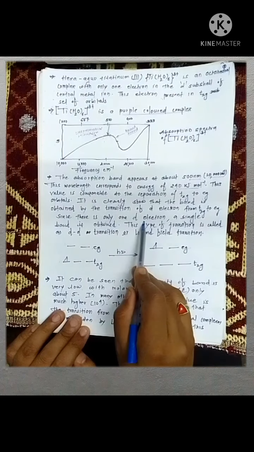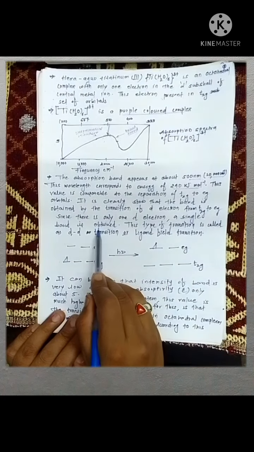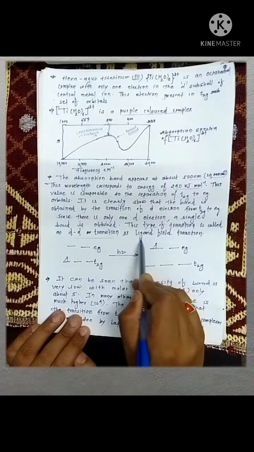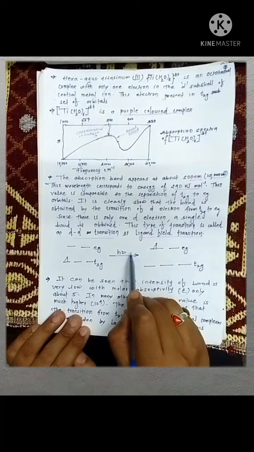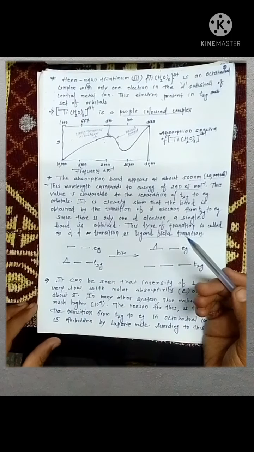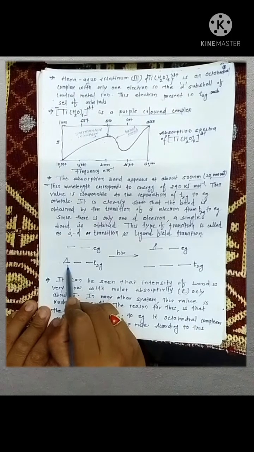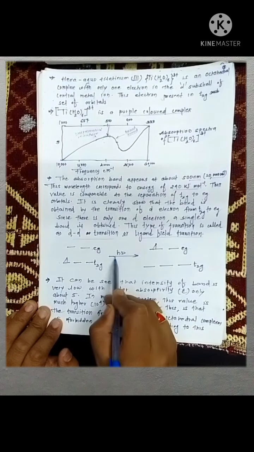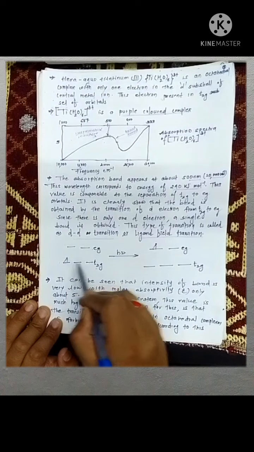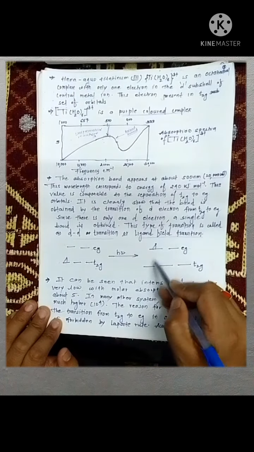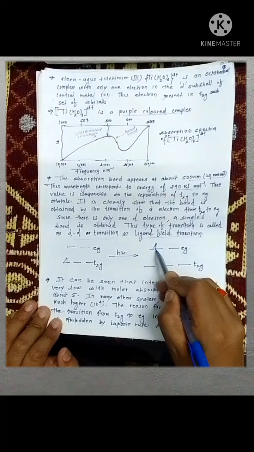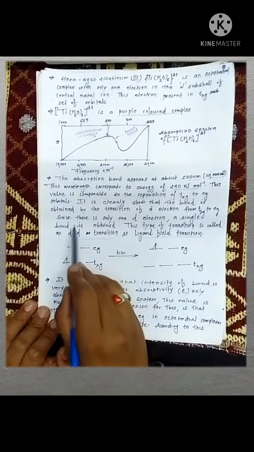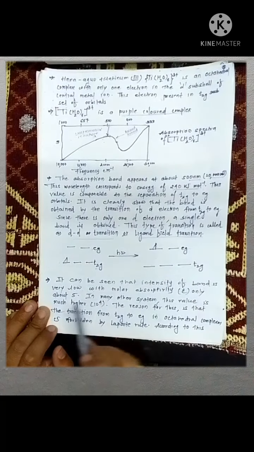Since there is only one d electron, a single band is obtained. This type of transition is called a d-d transition or ligand field transition. So we see that the t2g set of orbitals contains only one electron. By absorption of light, this electron can be shifted to the higher energy level, that is eg, and there is only one possibility of this, and that's why there is a single band.